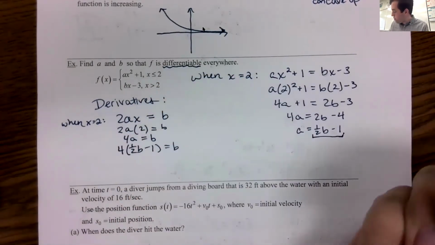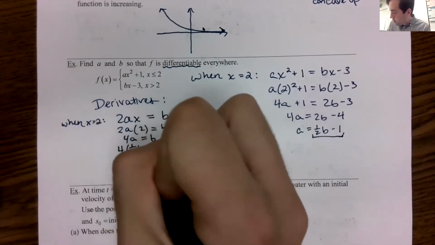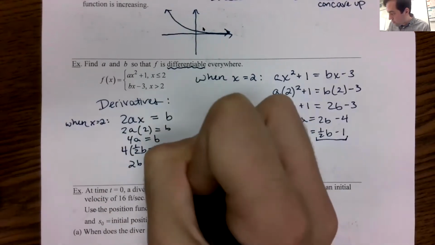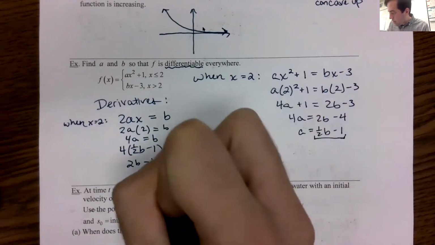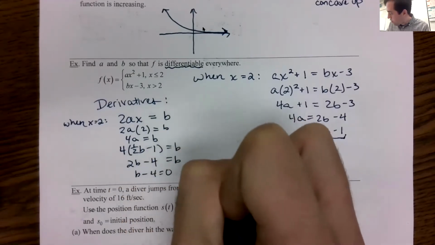And we're going to solve for b. This is called the substitution method. 4 times 1/2 is 2. 4 times 1 is 4. Subtract b, and we get b minus 4 equals 0. So b equals 4.